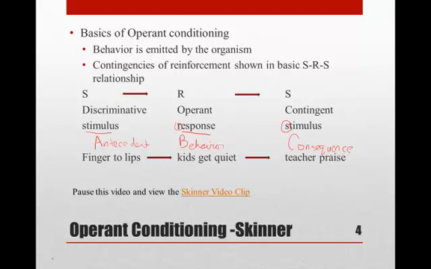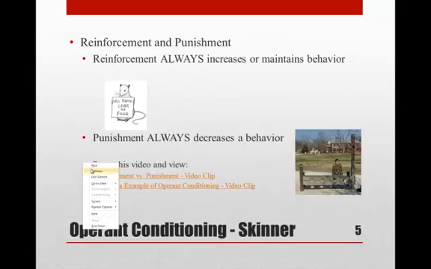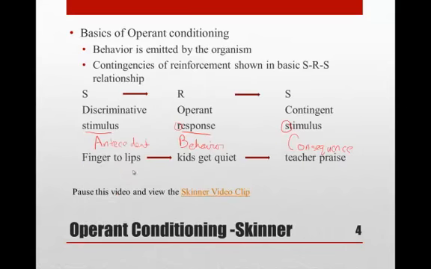So let's look again at how this works. Here's an example. We have a discriminative stimulus or an antecedent. The teacher puts her fingers to her lips. What behavior does that signal? It signals kids to get quiet. Then the teacher says, nice job, I appreciate how well you listened to me. That teacher praise is the consequence or the contingent stimulus. And what do you think will happen? Probably the kids will be quiet the next time the teacher raises her fingers to the lips, because she praised them for getting quiet.